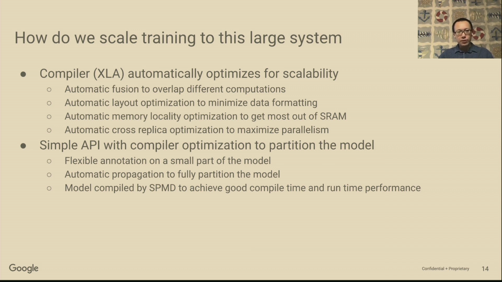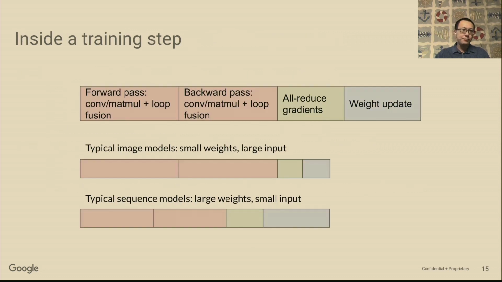Both of these topics would require a day of tutorials to cover most of the interesting topics, but today I will focus on one example from compiler optimizations and one from model parallelism to demonstrate how we scale our model training to such a large-scale system. So first, let's take a look at what's happening inside a typical training step.